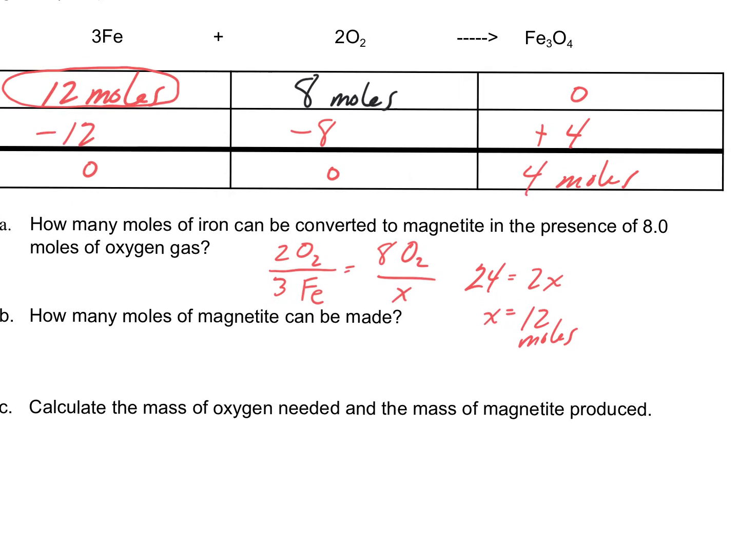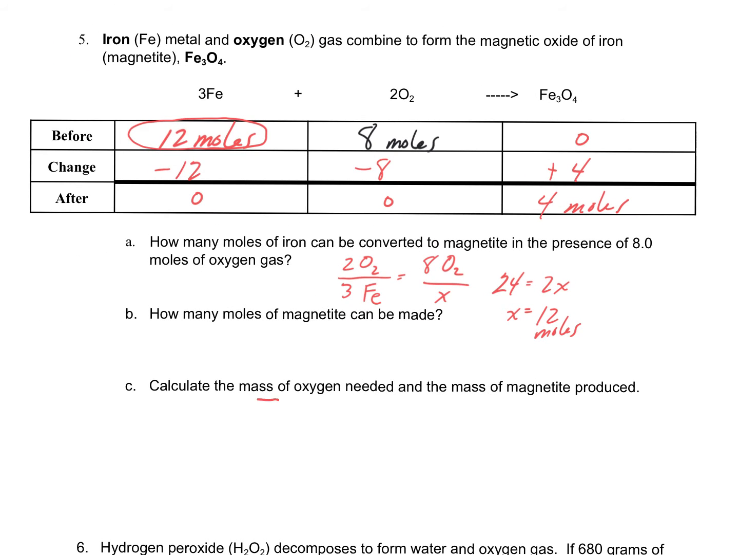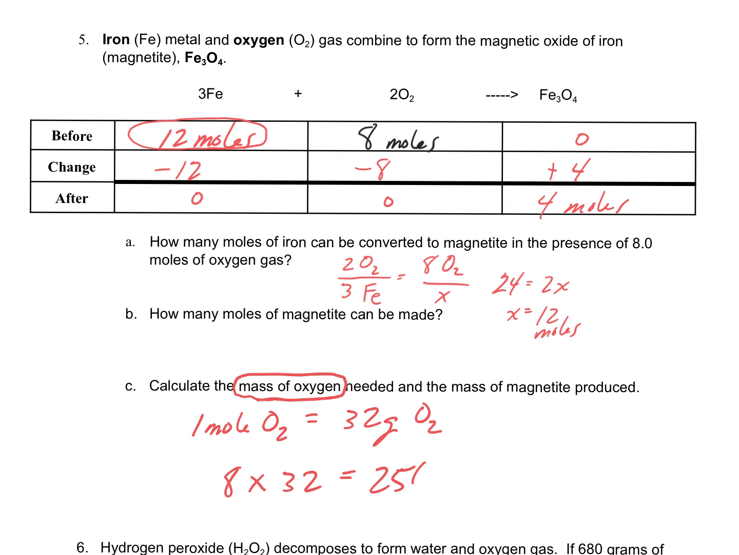Okay? The last part of this is that we're going to find the mass of the oxygen needed. All right, well, we need the molar mass of oxygen, and this is a diatomic molecule. 1 mole of oxygen is 32 grams of oxygen. Okay? All right, so I'm not given 1 mole, I'm given 8 moles. So really 8 times 32 is going to be 256 grams of oxygen.